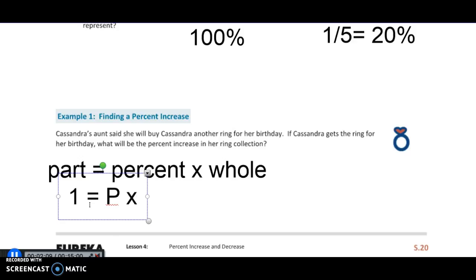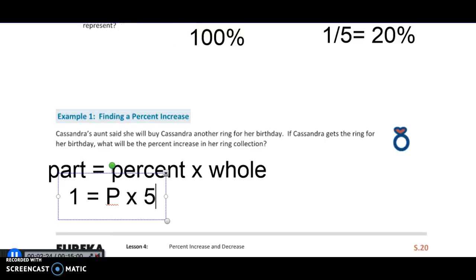Because she already has 5 rings, but at the end of the problem she's going to have 6. So what do we need to use as her total? Is it what she had before or what she has after? We want to know the percentage increase in her ring collection. At the beginning of the problem she only has 5.